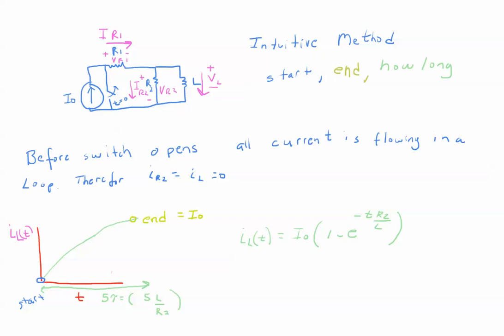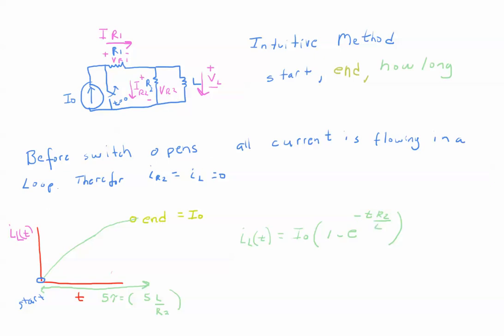In my mind, that's the quickest way to solve that problem if you haven't memorized the time constant of an RL circuit. You can just look at it: it starts at 0, ends at I naught, and if you know the time constant, you can just write it out. But even after a week, I tend to forget what that is because I just don't use it that much, so I usually end up solving it out.